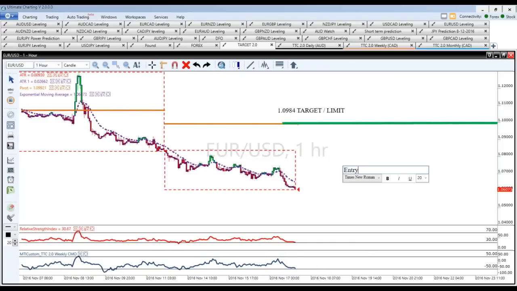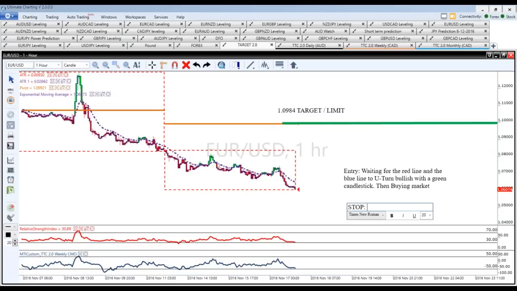Entry. Waiting for the red line and the blue line to U-turn bullish with a green candlestick. Then buying market. Stop: 10 pips below the box.